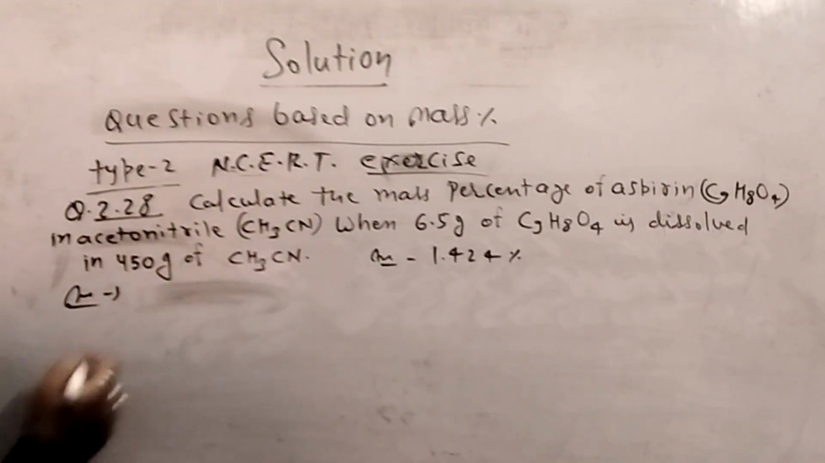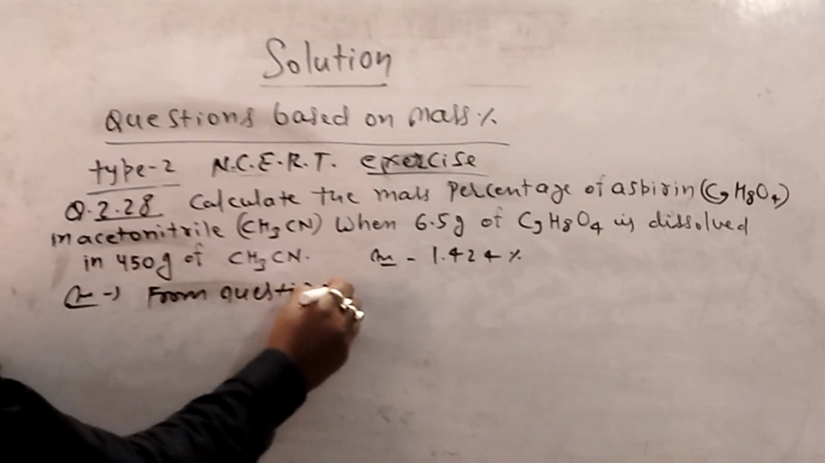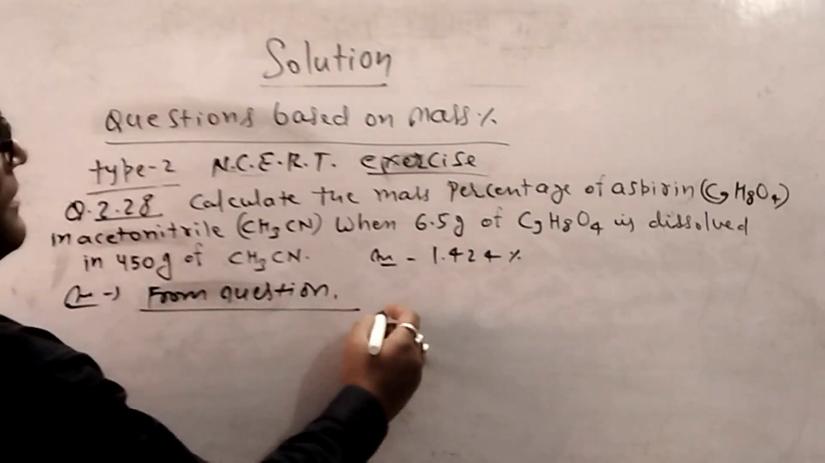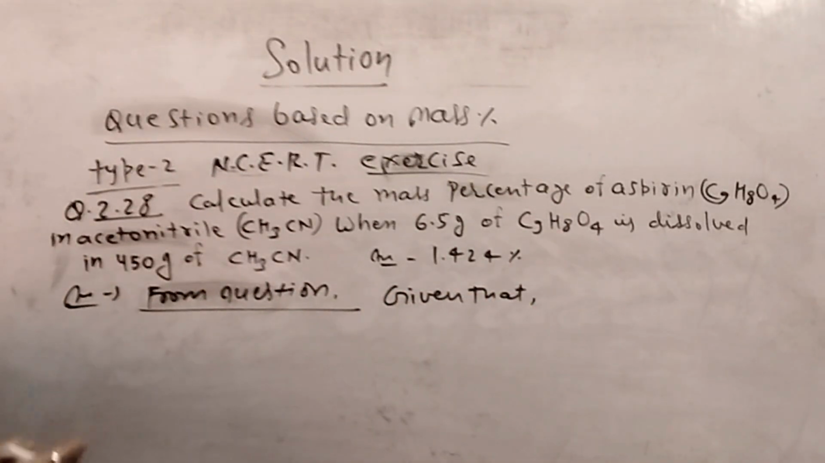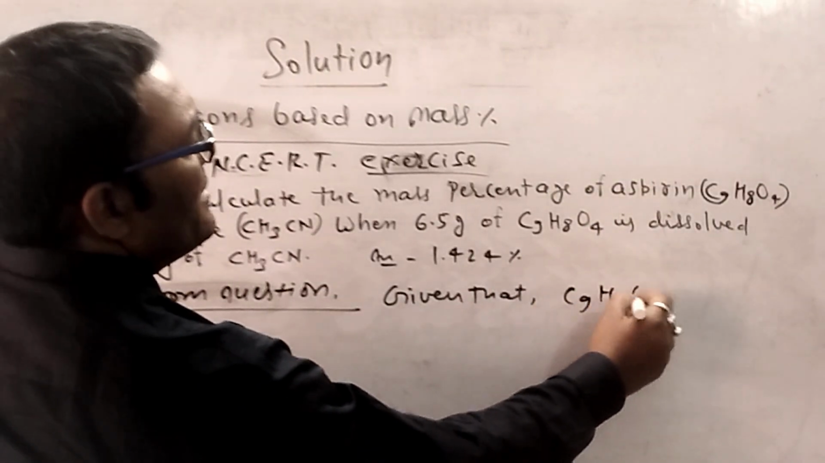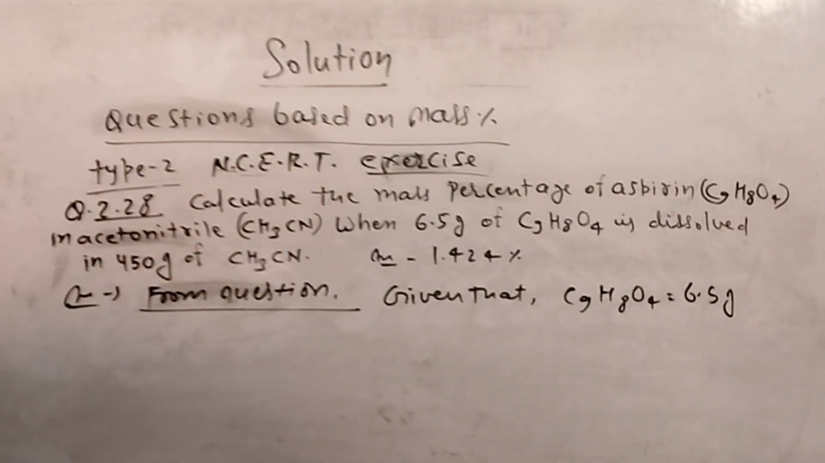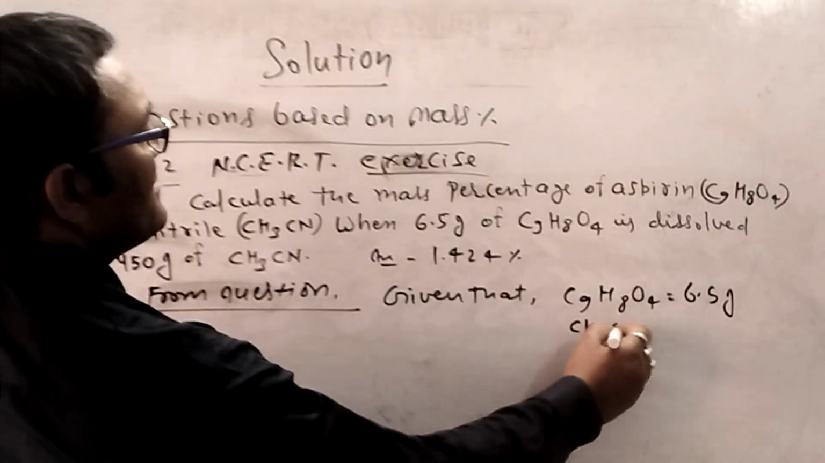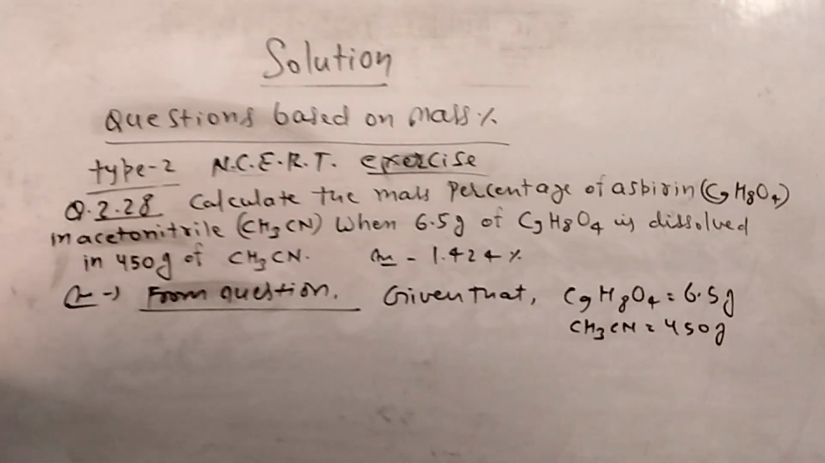So from the question, given that C9H8O4 is 6.5 gram and CH3CN is 450 gram. Now this is the formula of aspirin. So what is the mass percentage of aspirin?